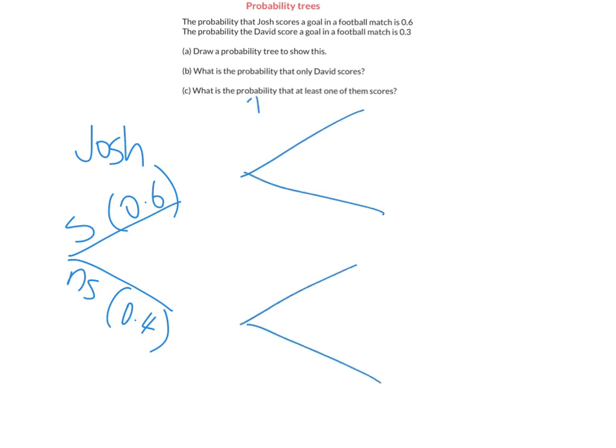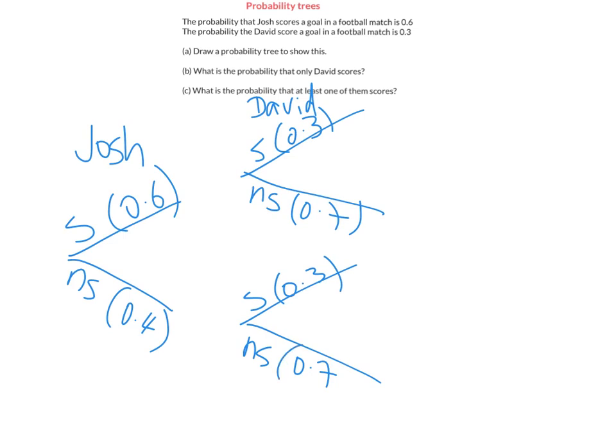It's for David. Probability he scores is 0.3. So obviously not scores is 0.7. Again, scores is 0.3. Not scores is 0.7. Right, so that's the probability tree really completed.